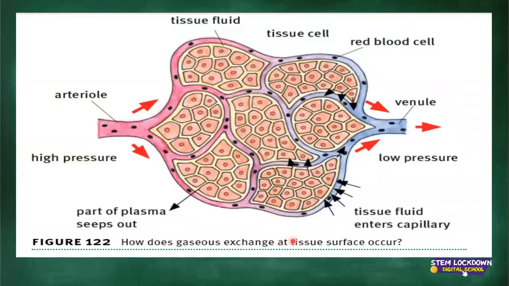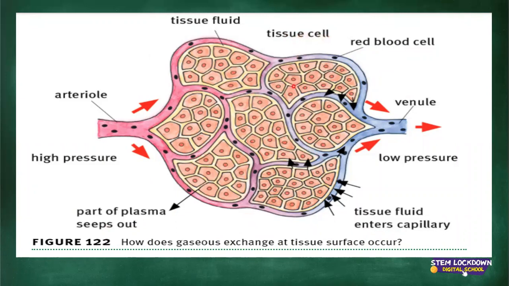Then how does gaseous exchange at the tissue surface occur? How does it occur at the tissue surface? This is what happens here. We've just discussed this. Let's see the labels here. You've got your red blood cells. This is your tissue cell. This is your tissue cell. You see the tissue cell.